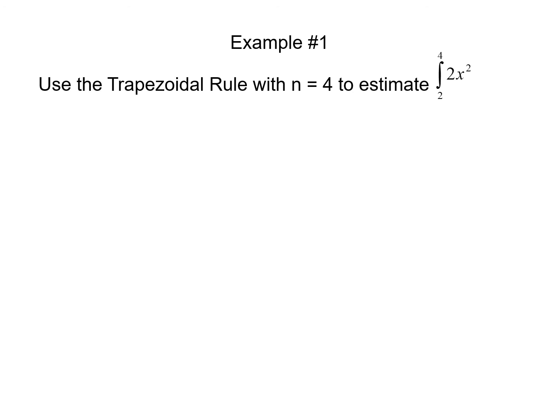Okay, so here's an example where we're going to use the trapezoidal rule. It's going to work because we're going to have equal intervals and we're given a function. So the first thing we have to do is find our h. Remember, h is b minus a over n. So in this case, that would be 4 minus 2 over n.